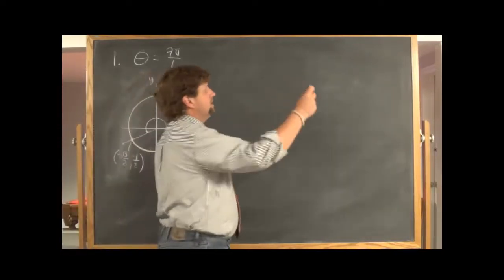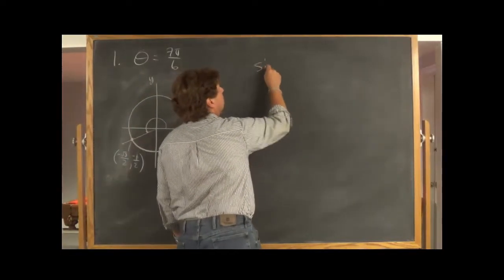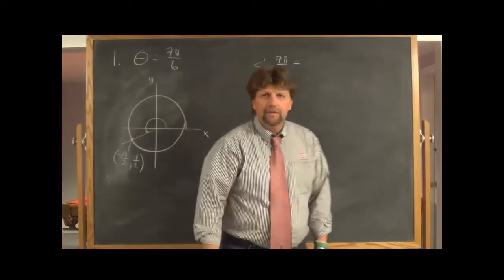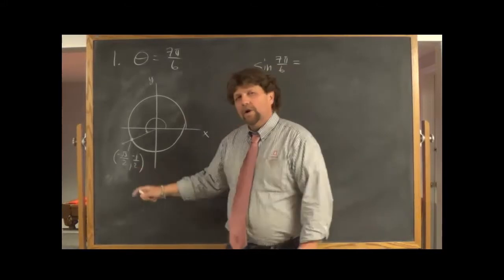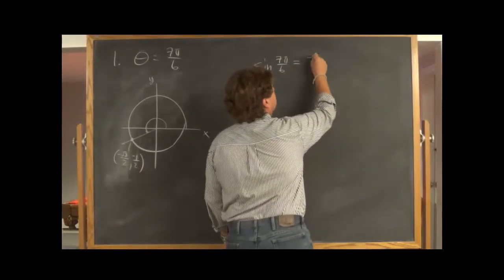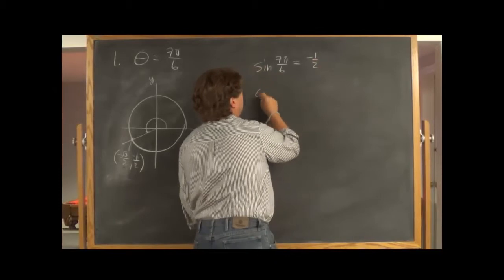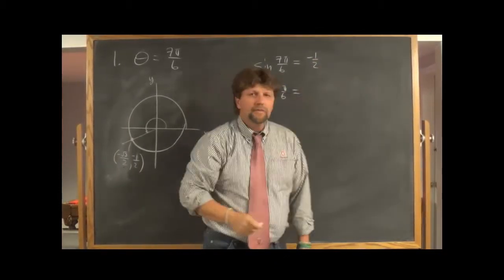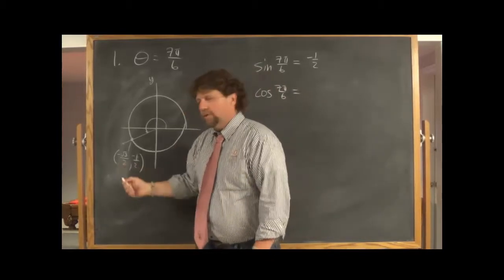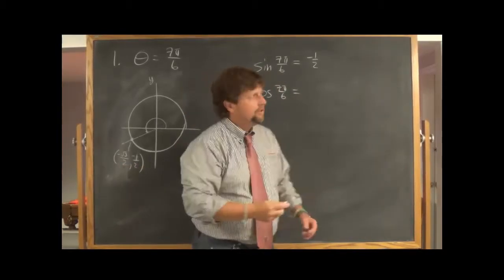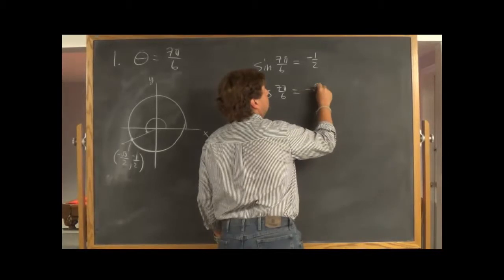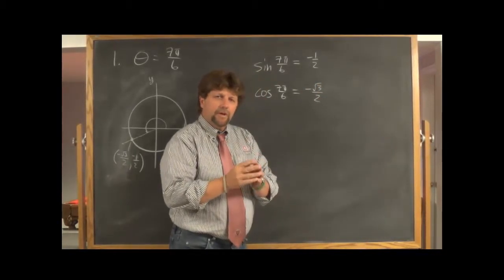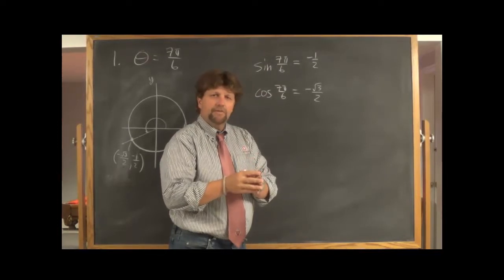You know specifically that the sine of 7 pi over 6 is the y-coordinate, negative 1/2, and the cosine of 7 pi over 6 is the x-coordinate, which is negative square root 3 over 2. If you know those two, the other 4 of the 6 trig functions are free.